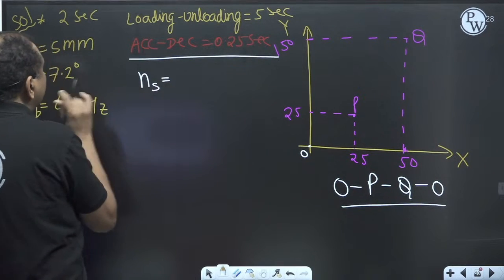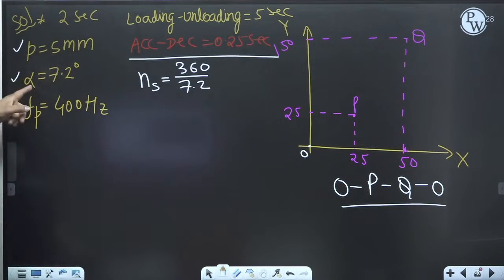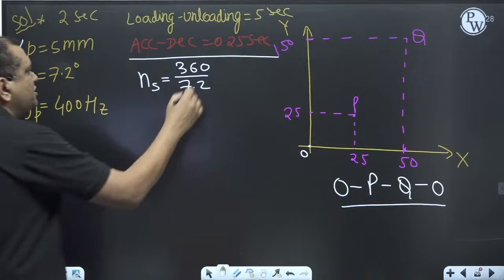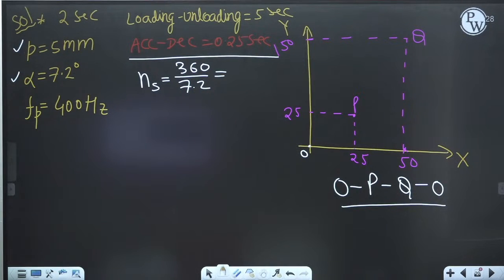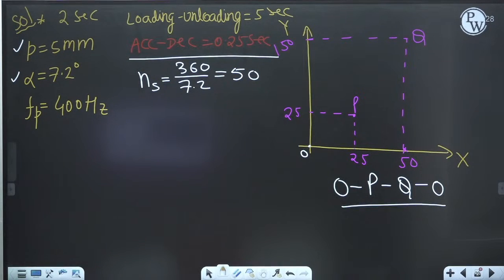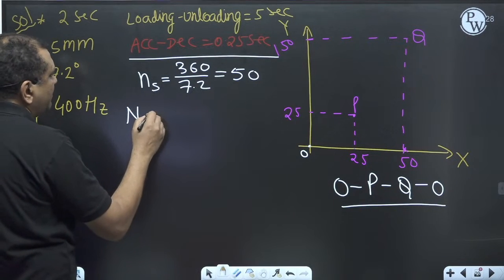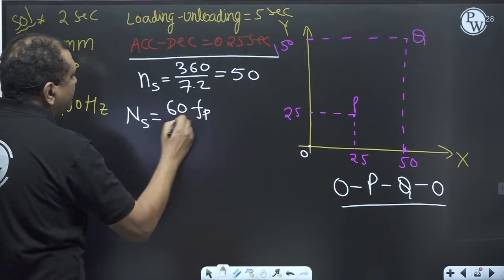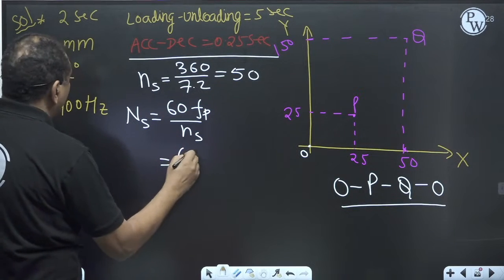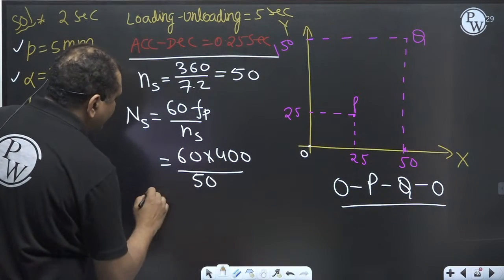The number of steps on a stepper motor is 360 divided by 7.2, correct? The step angle is given to you, so you can calculate the number of steps this way, and it is 50. These are simple formulas I am using. RPM of the stepper is 60 FP by NS. FP is given as 400, NS is 50.